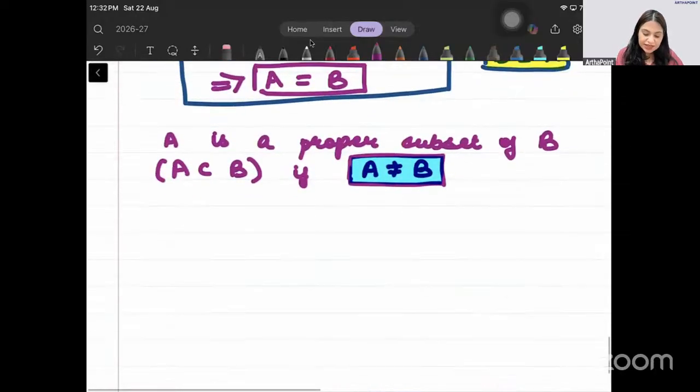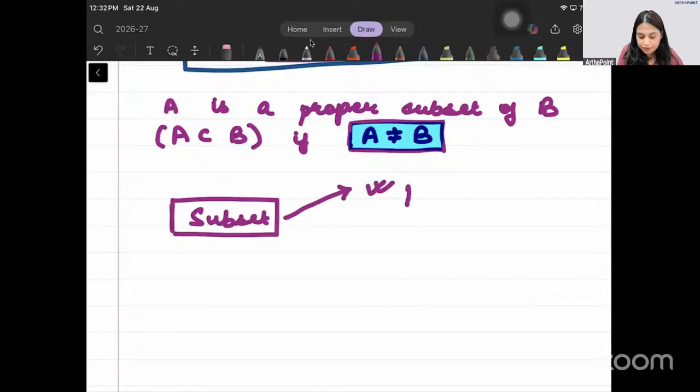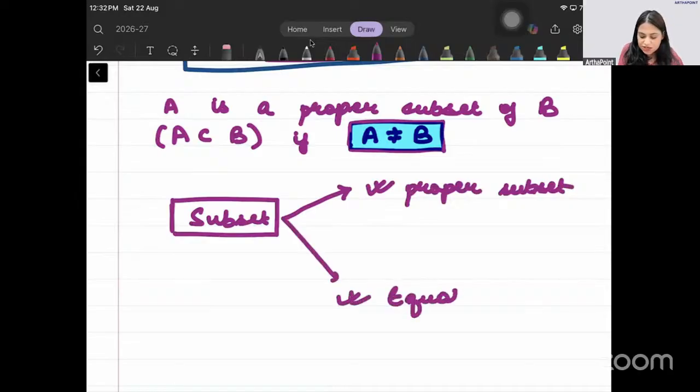So subset is a bigger definition. Subset में we can have proper subset also, and we can have equal sets also.